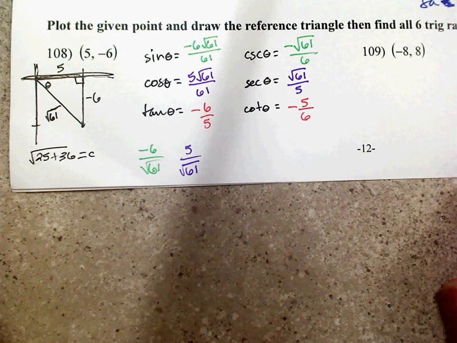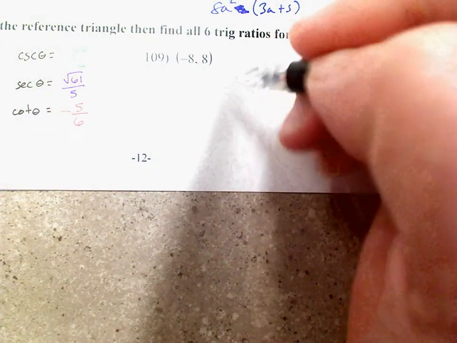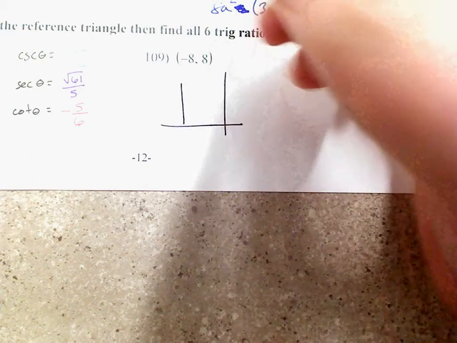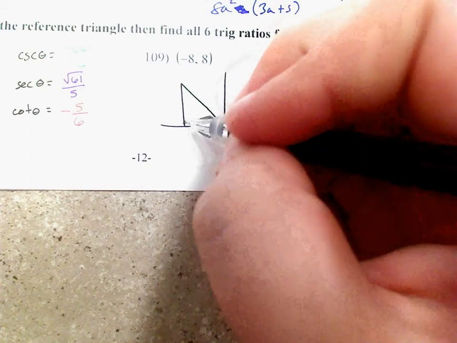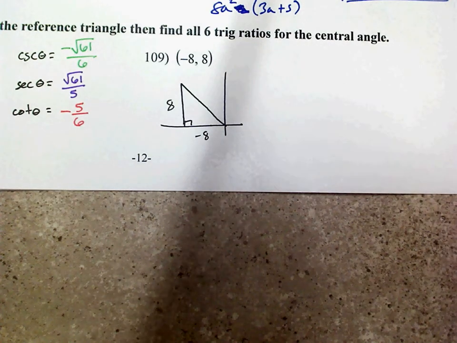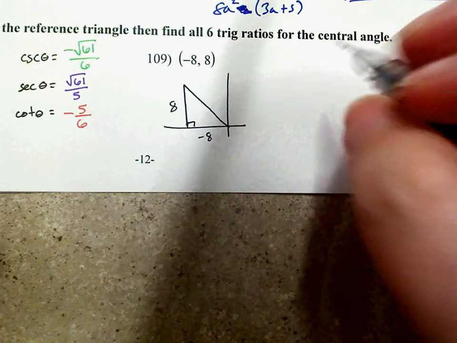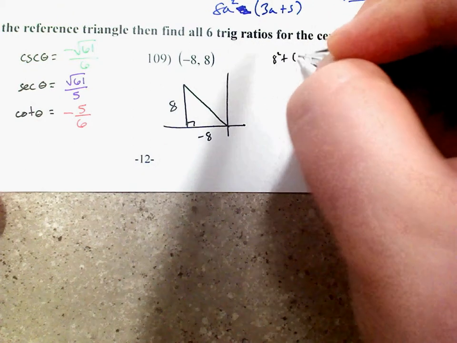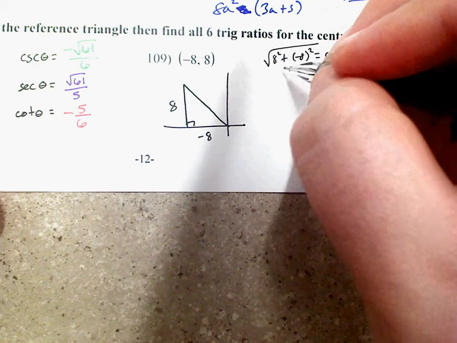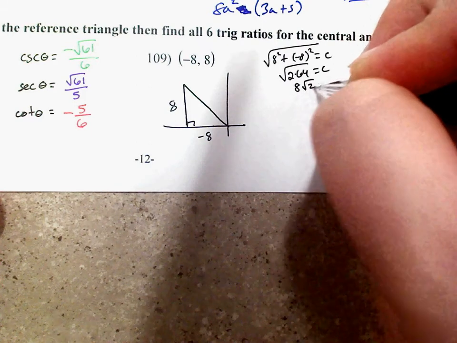Alright, number 109 is the point (-8, 8), which is in quadrant 2. We're going left 8 and up 8, so I'm going to draw quadrant 2 right quick. If I go left 8 and up 8, well, that is technically a 45-45-90 triangle. And I know that whatever the leg is, the hypotenuse is just the leg times the square root of 2, but I can prove that real quick. 8 squared plus negative 8 squared equals c squared. That's just 64 plus 64, which is 2 times 64. And the square root of 64 is 8, so it is 8 square roots of 2.